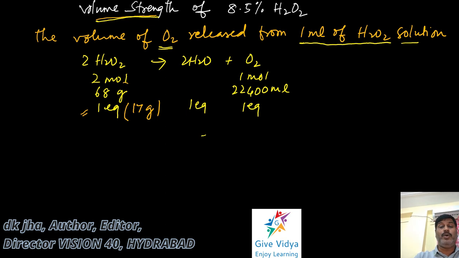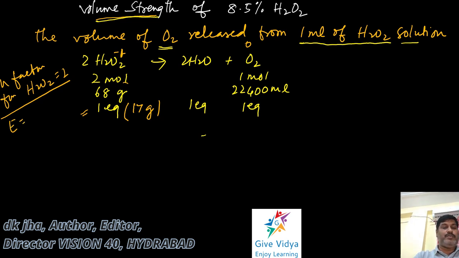Then you can ask how. Already you understand this one. This one is minus 1 and this one is 0. So here the change is minus 1 to 0, 1 unit, and there are two oxygen atoms. So its n factor for H2O2 in this case is equal to 2. So equivalent weight is equal to its molecular weight 34 divided by 2, which is equal to 17. This is the 17 gram.